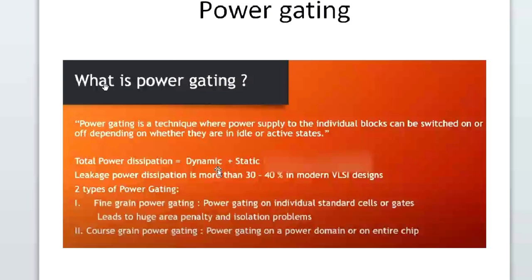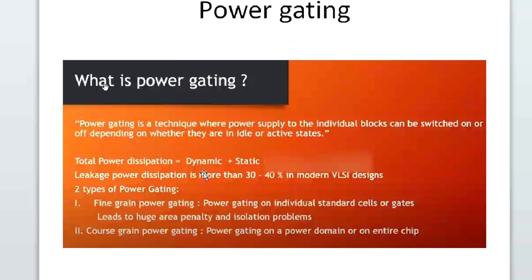And internal power is E into F into activity factor. The formula for the internal power is E into F into activity factor. And static power is leakage power, so P equals V into I leakage.